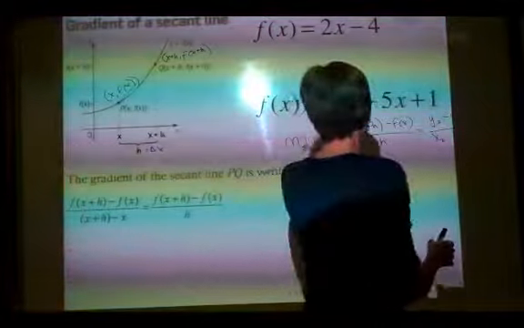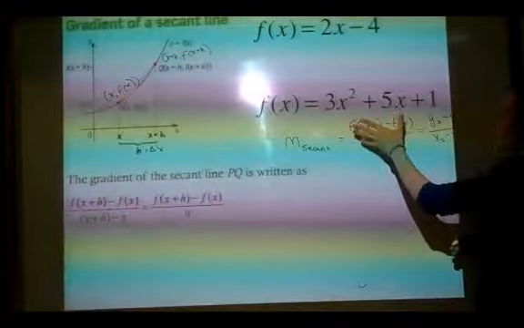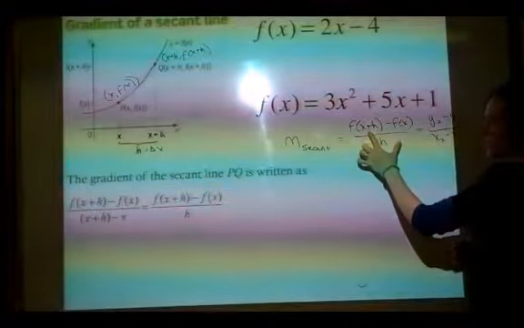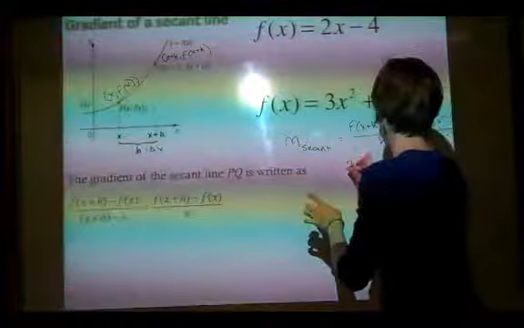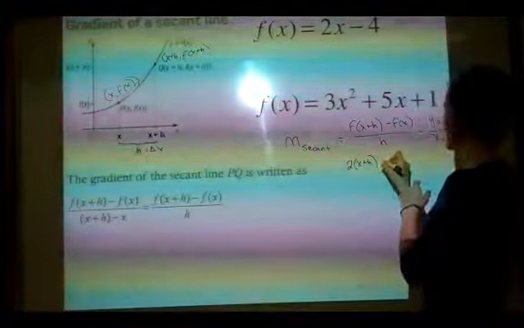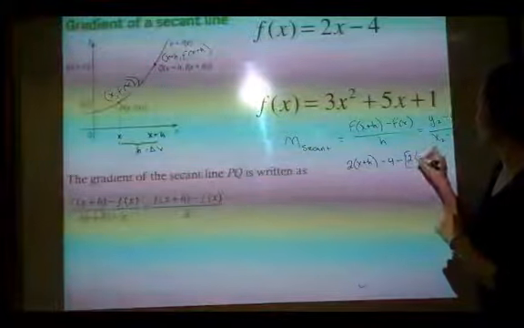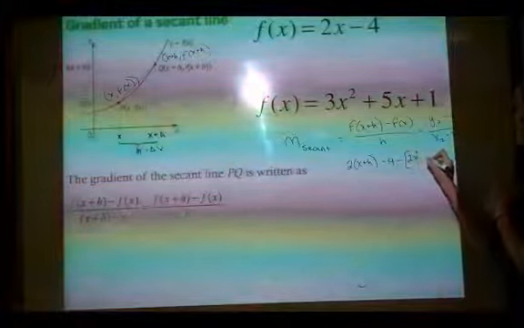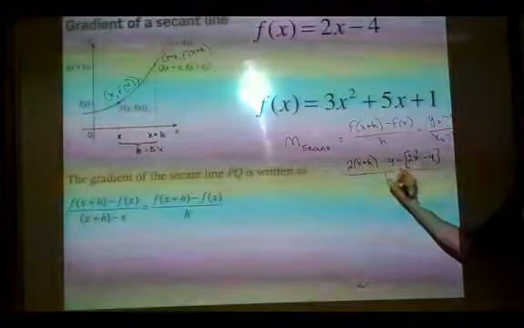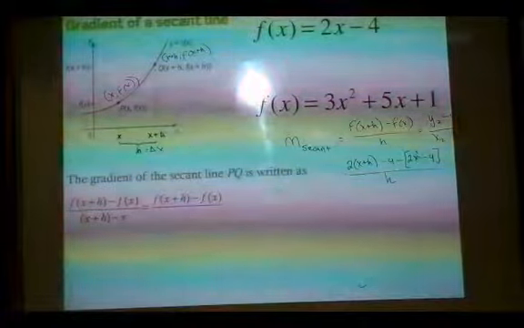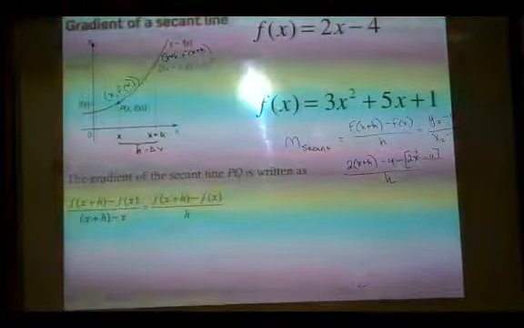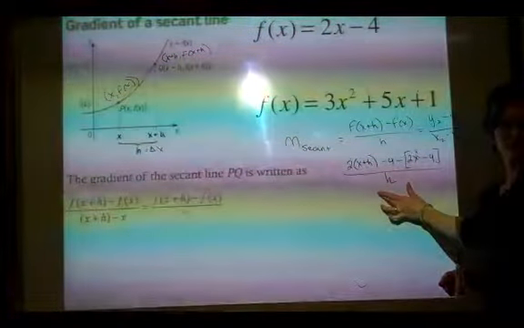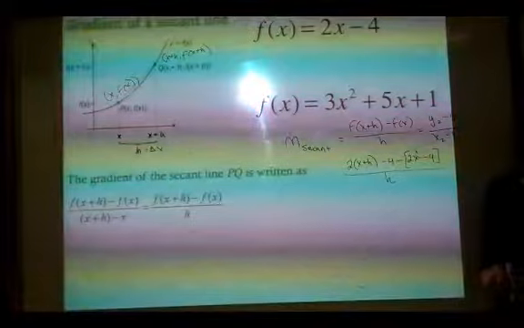Okay. Once I've established this, now I can find this secant line by just plugging in. Everywhere I see x is replaced with x plus h. So I have 2 times x plus h minus 4, minus 2 of x, minus 4, over h. Okay, does that make sense? This is f of x plus h minus f of x over h. Just finding the slope.